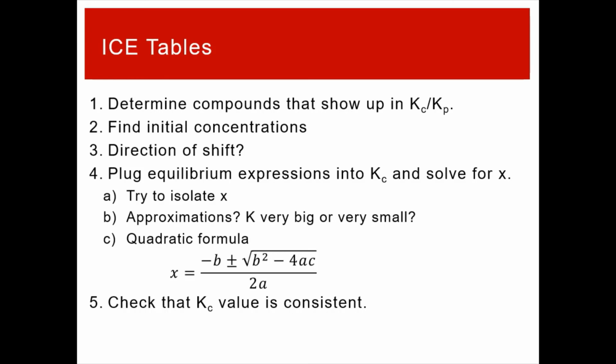You can always do that. It's always a possibility. And then you can always check your answer at the end. Is the Kc value consistent with the concentrations you got? You're saying these are the equilibrium concentrations. Do they combine to give you the Kc value that you started with, or that was given to you, or the Kp value, whatever the equilibrium constant is?